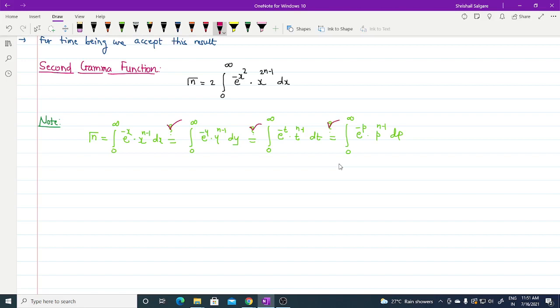Yes. So why am I taking this one? Because with the help of this, I want to show that the integrals represented by definition 1 and definition 2 are both equal. Let gamma n be equal to integral 0 to infinity e raised to minus x, x raised to n minus 1 dx. This integral you have to prove to this form.